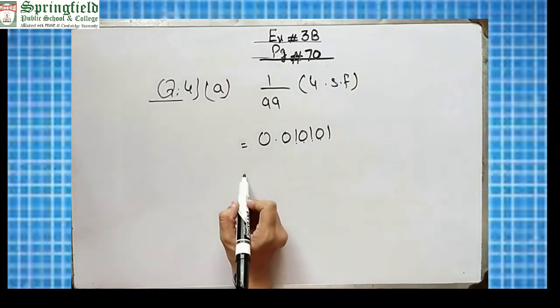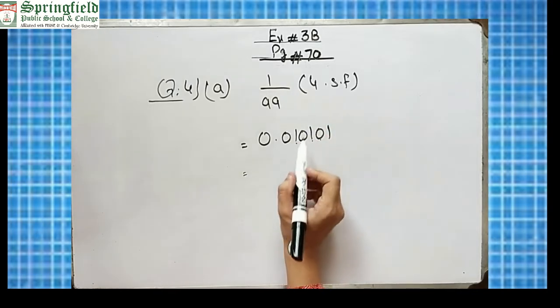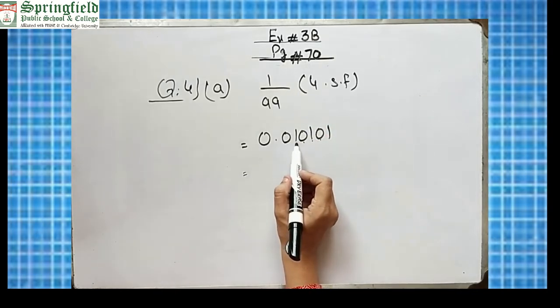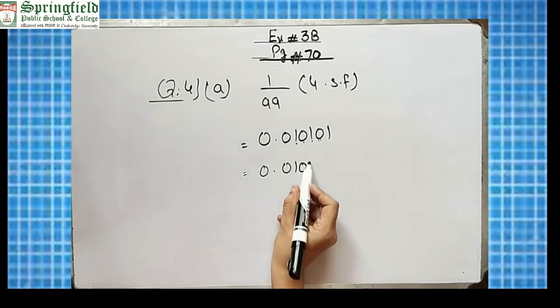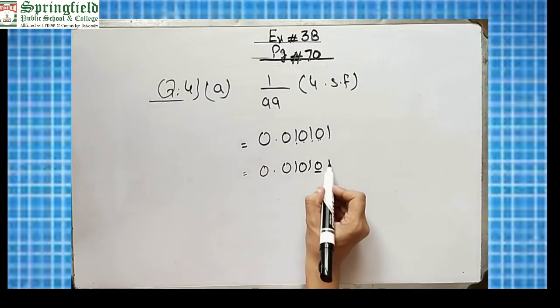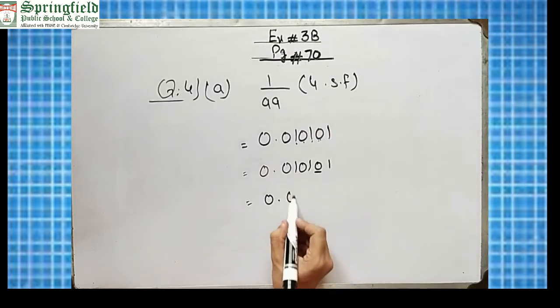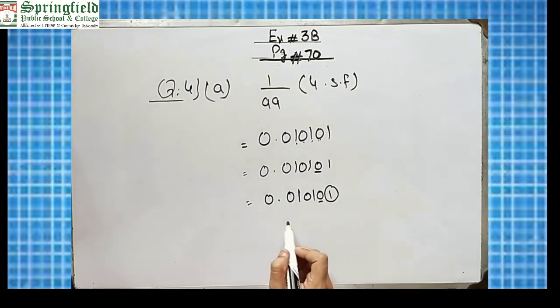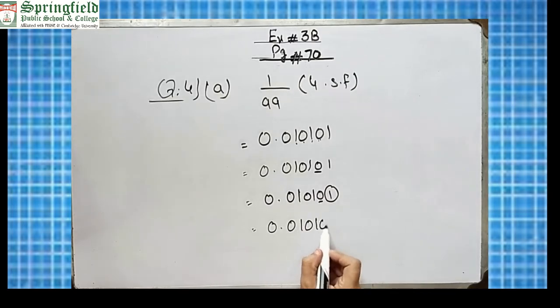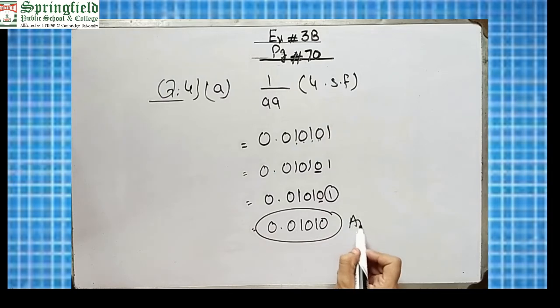For 4 significant figures, we will start counting from here. 1 2 3 and 4. 0.01010. Underline this digit, and then the next digit we will circle, and 1 is less than 5, so it means 0.01010. This is your final answer. Understood beta? Okay, and come to the last part.